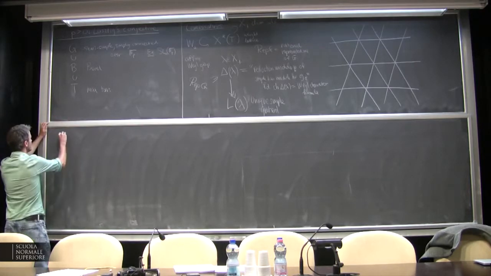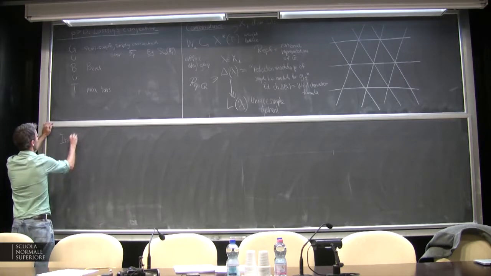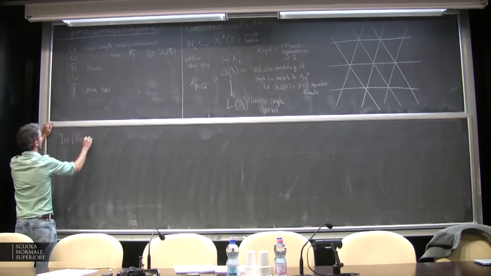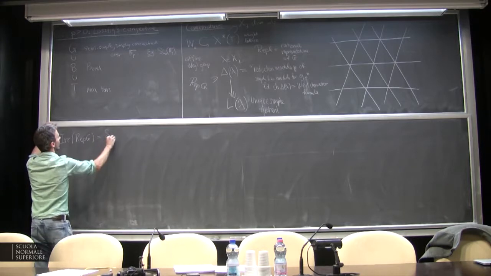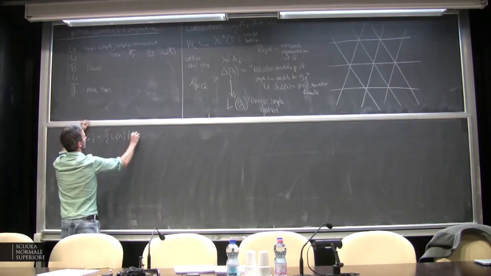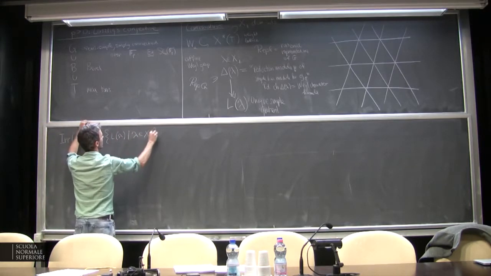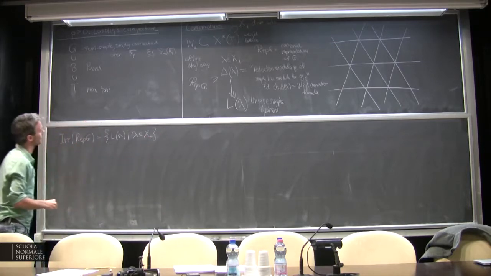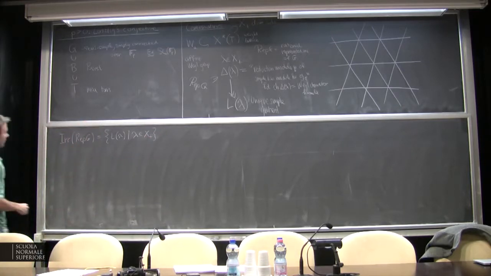And then we have the irreducible objects in Rep G is precisely the set that. This is, I guess, the theorem of Chevalley.